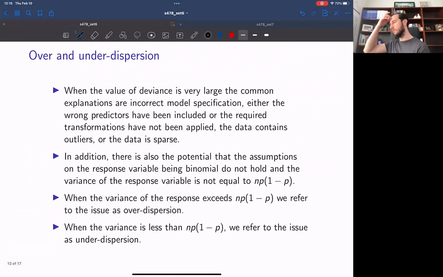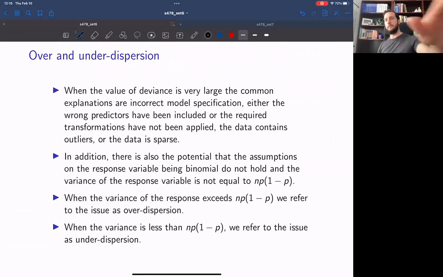Right, so I wanted to talk about over dispersion and under dispersion. I'll give you the definition with the time I have left. We have talked about using the deviance to assess the fit of our logistic regression models. And the deviance, as you'll recall, is a value that we can use to test the null hypothesis that the fitted model is sufficient.